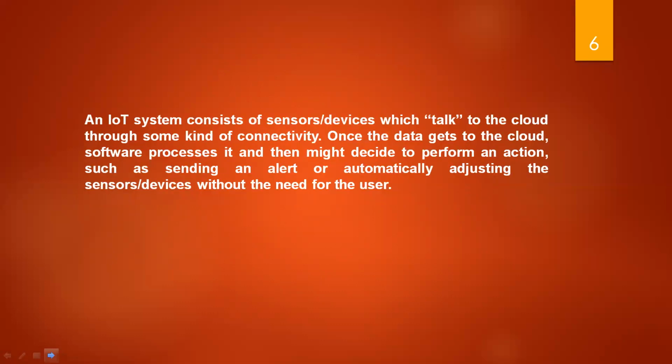So an IoT system consists of sensor devices which talk to the cloud through some kind of connectivity. Once the data gets to the cloud, software processes it and then might decide to perform an action, such as sending an alert or automatically adjusting the sensor device without the need for the user.